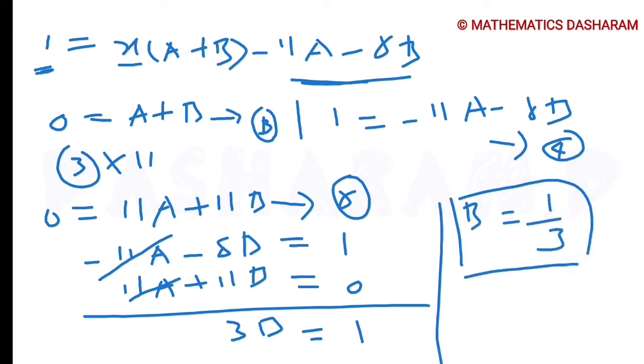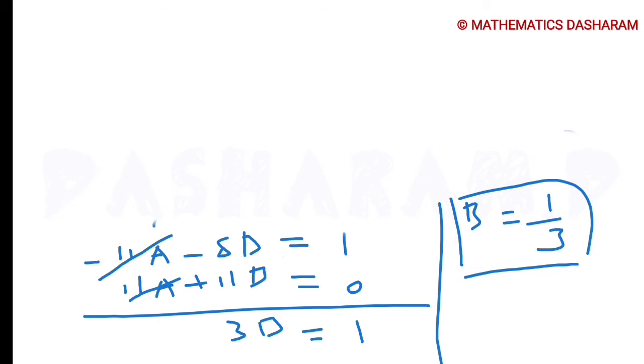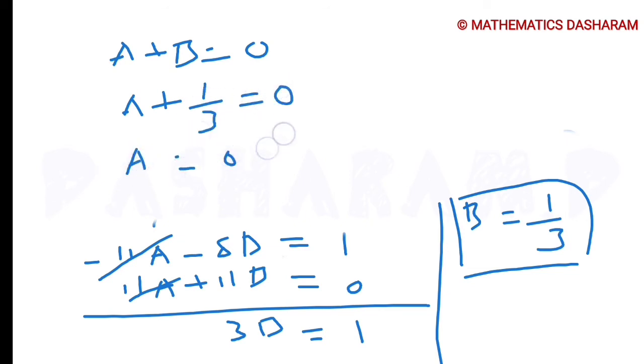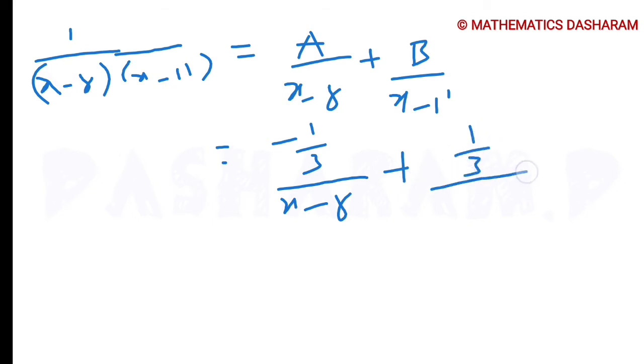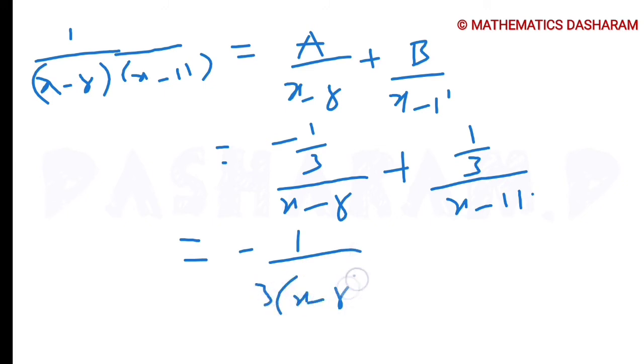Substitute b equals 1 by 3 either in equation 3, 4 or 5. I am substituting in equation 3. So equation 3 is a plus b equals 0. So a plus b, b value is 1 by 3, equals 0. Then a equals 0 minus 1 by 3, and 0 minus 1 by 3 is minus 1 by 3. So a value, b value completed. Substitute them in equation 1. So the a value is minus 1 by 3 divided by x minus 8 and b value is 1 by 3 divided by x minus 11. So it equals minus 1 by 3 into x minus 8 plus 1 by 3 into x minus 11.